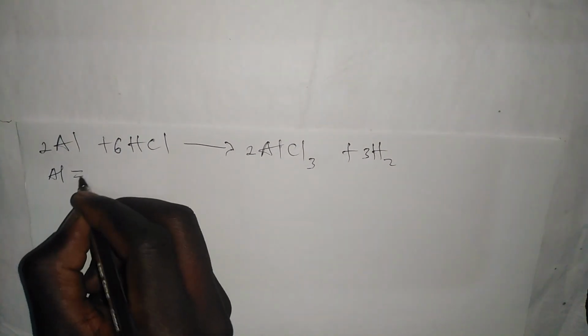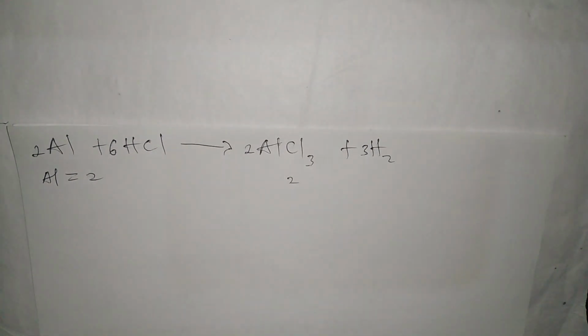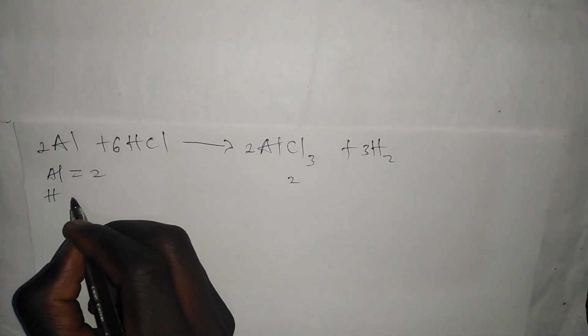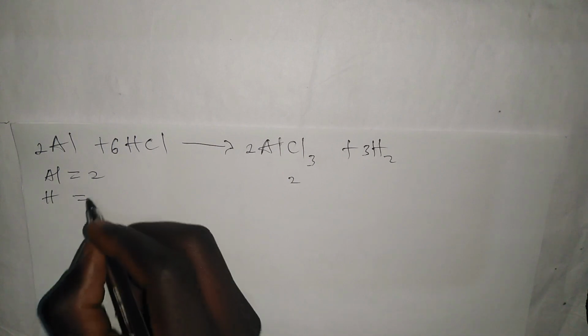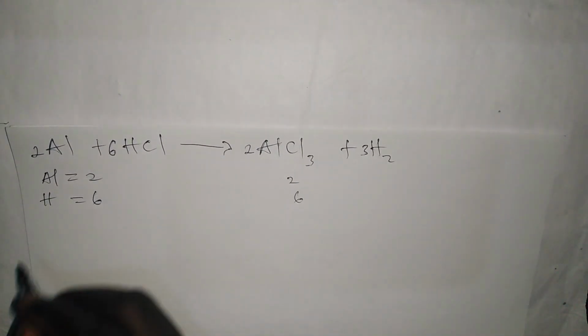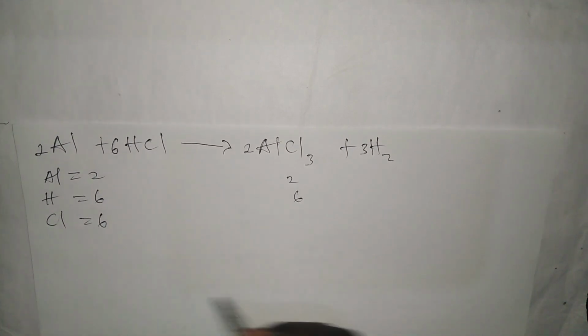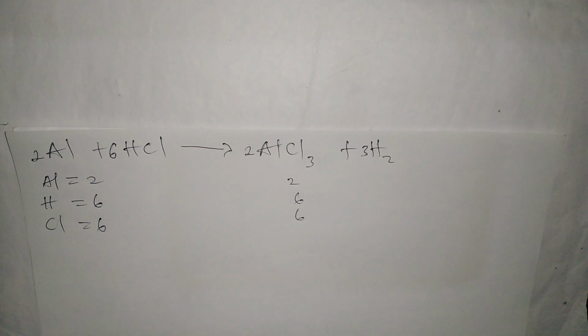Let's check. Aluminium. We have 2 aluminium here. We have 2 this other side. Let's check hydrogen. We have 6 hydrogen this side. We have 6 hydrogen this side. Chlorine. We have 6 chlorine this side. And we have 6 chlorine the other side of the equation. So our equation is balanced. Let's take another question.